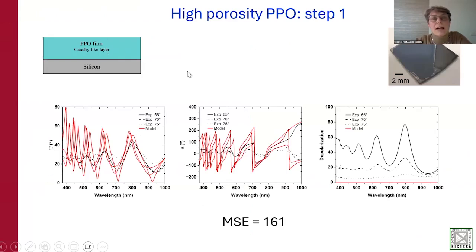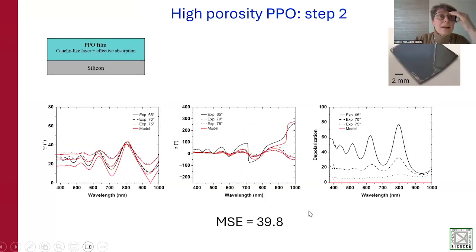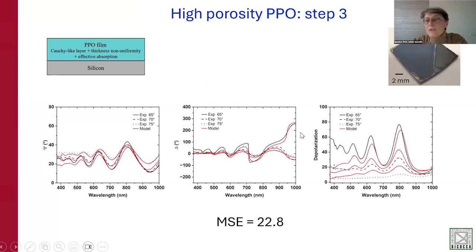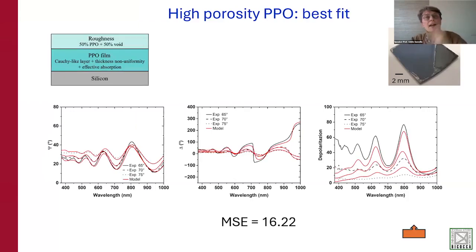I can show you very briefly the first step. This is just a Cauchy-like layer on the silicon, and this was the first attempt, but nothing was working. Just adding the effective absorption, we realized this is the good way, because fitting is much better here. But in any case, we need some tricks to account for depolarization, but we already know which is the trick. The trick is non-uniformity in thickness, which permits some fit also of the depolarization signal. And at the end, adding roughness, we got what we believe is a reasonably good result.